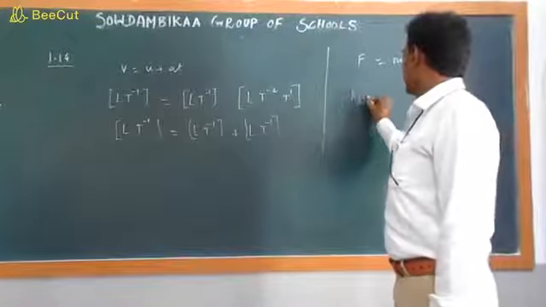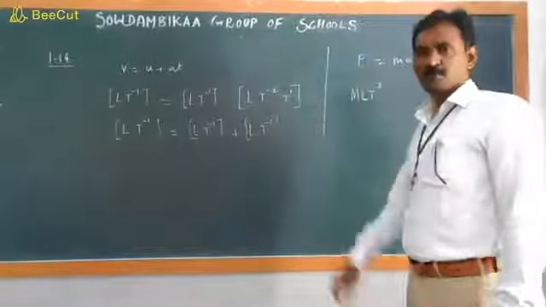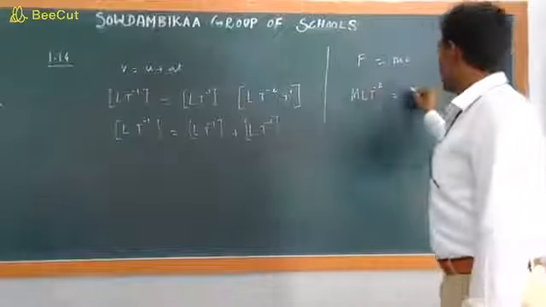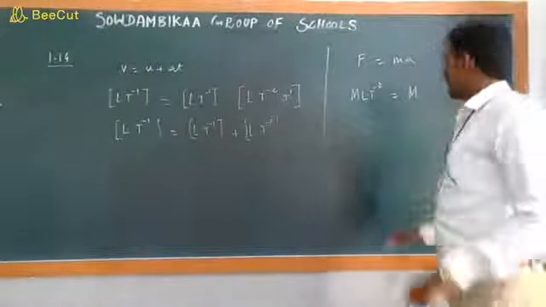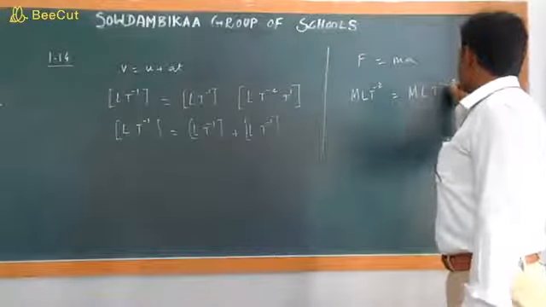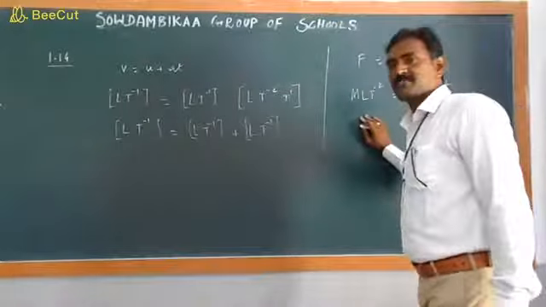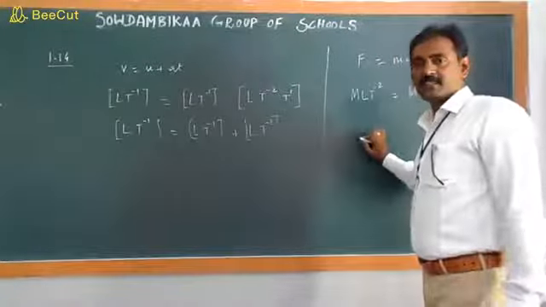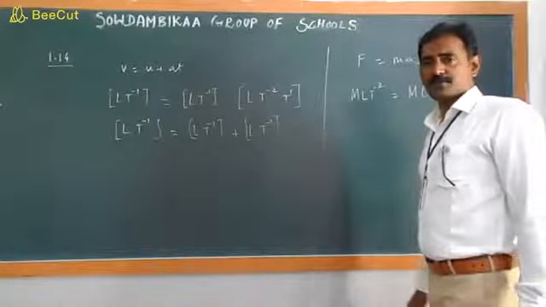M L T power minus 2 is the dimensional formula for force. It is equal to the dimensional formula for mass, which is a capital M, times the dimensional formula for acceleration, L T power minus 2. If both sides of the equation have the same dimensional formula, this equation is dimensionally correct. In such a way, we have checked this equation.